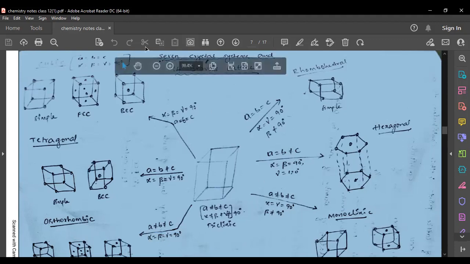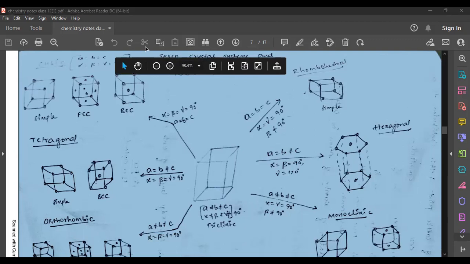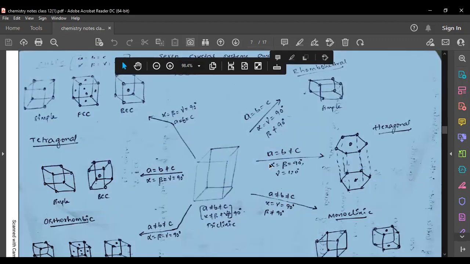Can you hear me properly or not? Vishwanath and Ramcharan, can you hear me or not? Yes, sir. Yes, sir. What is the angle in the case of monoclinic?